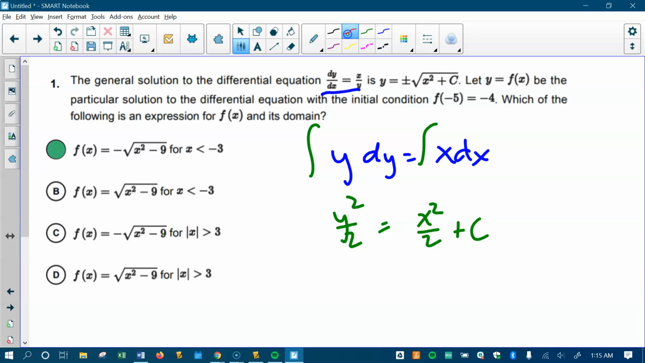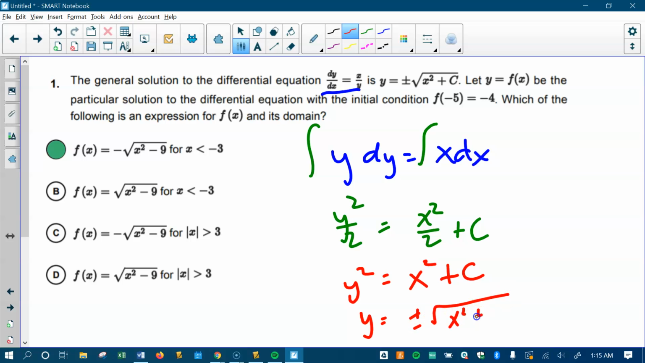Once you do that, now you want to solve for y, so y squared equals x squared plus c. We're not changing the c to 2c because 2 times the number we don't know is still a number we don't know. Now, taking the square root, we got y equals plus and minus square root of x squared plus c. So we can see we didn't actually need to solve this because they gave us a solution. But I just wanted to review how they got that anyway.